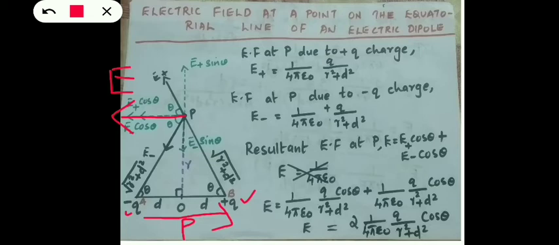So how are they related? Yes, the total electric field intensity at the point P is opposite to the dipole moment. So the electric field intensity on the equatorial position is opposite to the dipole moment. But what was the direction of electric field intensity when the point P was in the axial position? Yes, the electric field intensity acts along the same direction as the dipole moment. But in the case of equatorial position, the electric field intensity acts opposite to the dipole moment.